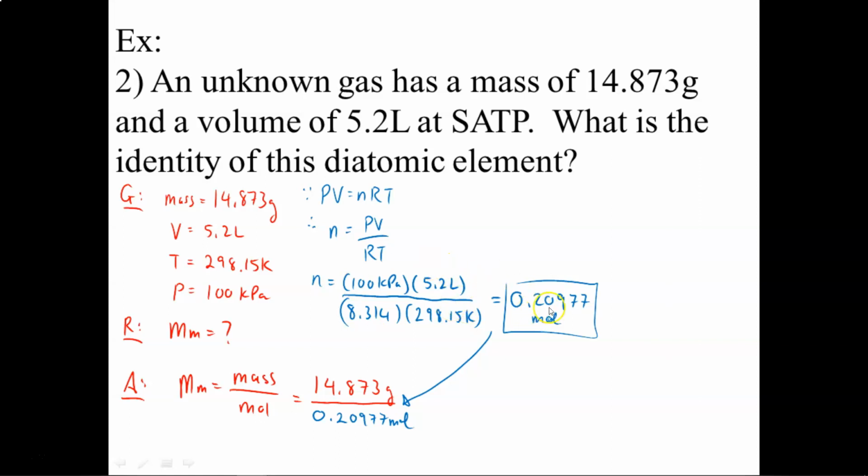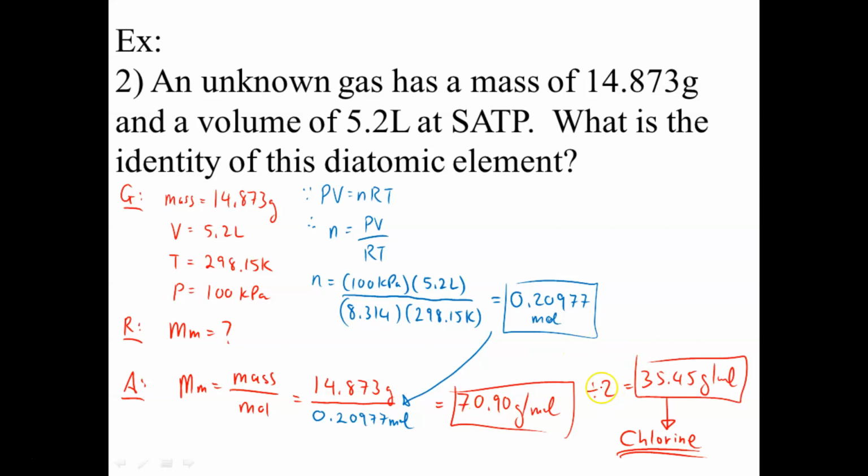Solving for this, I get 0.20977 moles that I can plug into this equation. And that gives me 70.90 as the molar mass of my mystery substance. But it mentions that the substance is diatomic, meaning this is the molar mass of 2 of these atoms. As such, I'm going to divide by 2, giving me a molar mass of 35.45, and hopefully by now you recognize that molar mass as being chlorine.